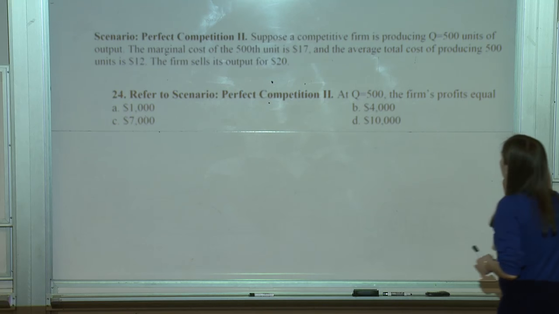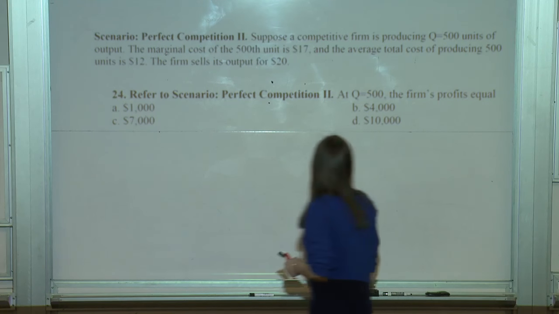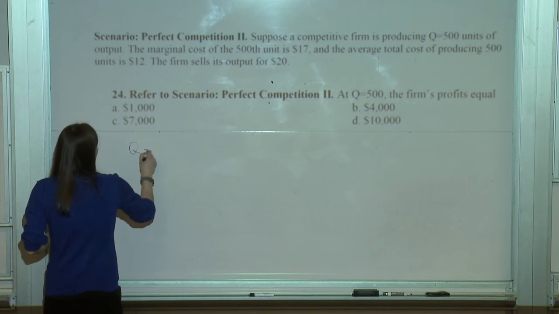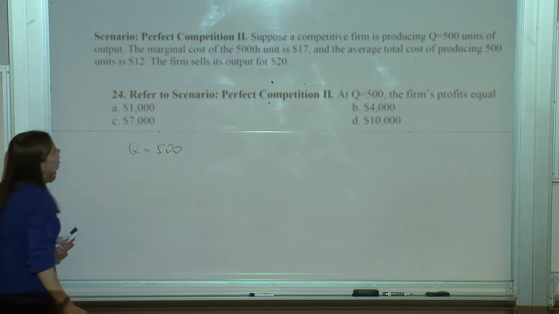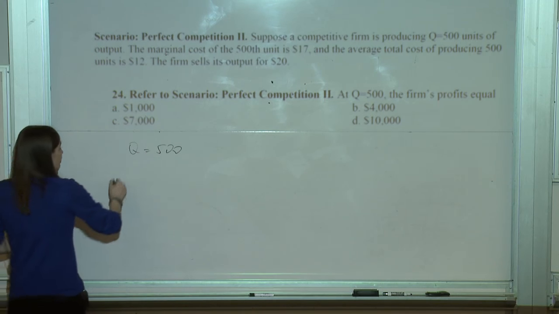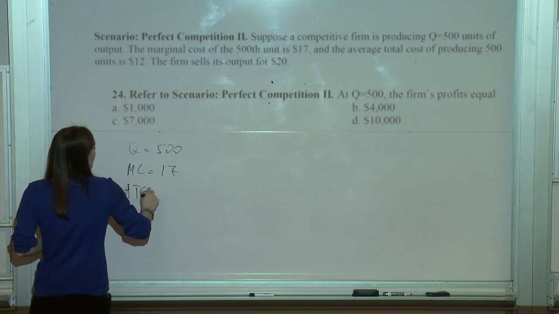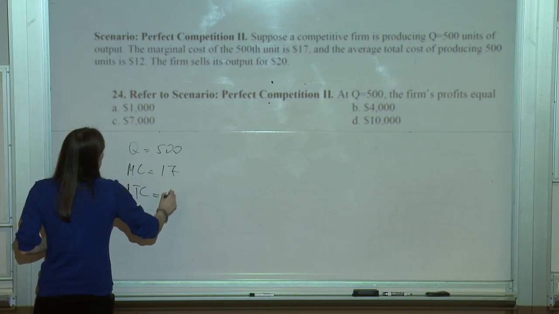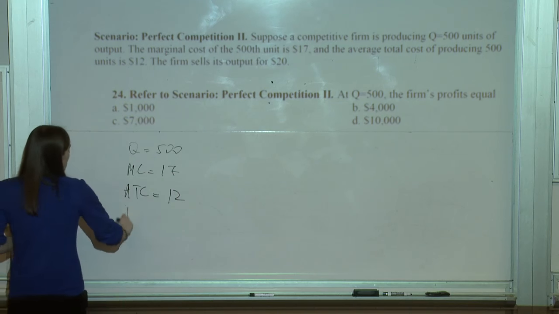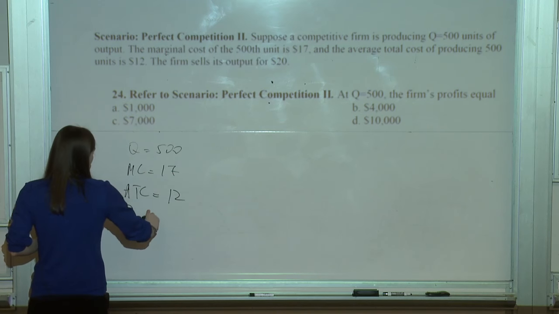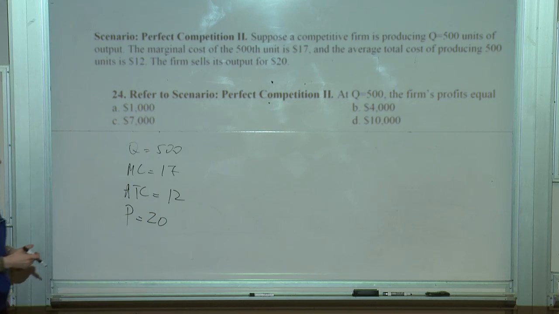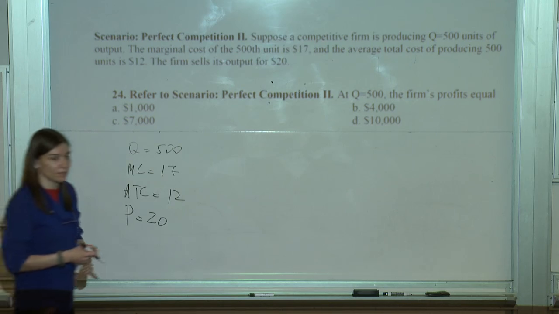Okay, suppose a competitive firm is producing 500 units of output. So Q is 500. The marginal cost at 500 is 17. Average total cost at 500 is 12. And the price is 20. And this is perfect competition. Okay, so first question is, at that quantity 500, the firm's profits equal what?